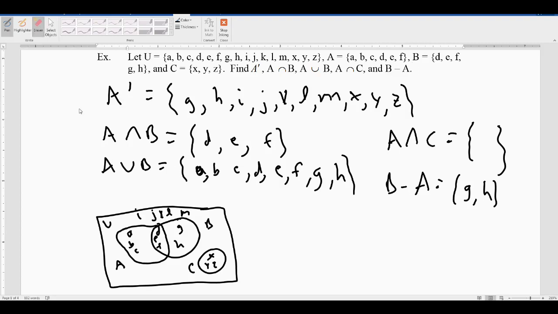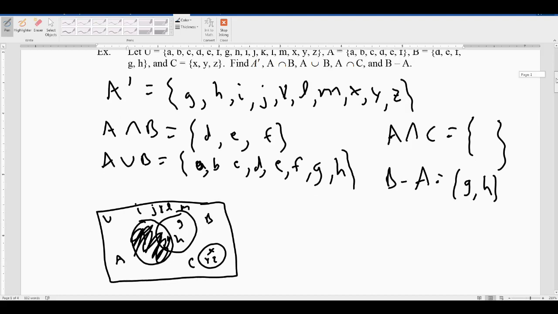For B minus A, you'll take the B circle and you'll actually erase the A and everything that was in it. And just keep the B circle, which would just leave the G, H. Because all we had was this. And we just took all that away. Got rid of it all. And it leaves the G, H. So that's kind of what Venn diagrams do.